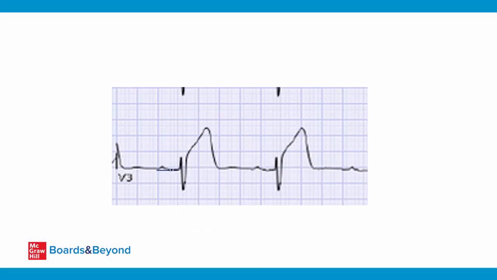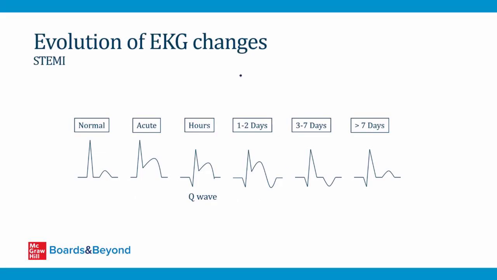So this is the PR segment here. This defines the baseline. This is the start of the T wave and the ST segment up here. And you can see that it's elevated above the baseline. And so like I said, ST elevations are the defining feature of an ST elevation myocardial infarction, or a STEMI. This occurs when there's significant ischemia, enough to cause transmural ischemia.